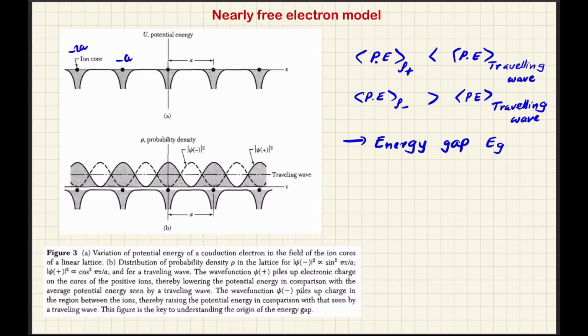Now, if you calculate the average potential energy, the expectation value of the potential energy in the state rho plus, it will be less than the potential energy of a travelling wave. And if you calculate the average potential energy in the state rho minus, it will be greater than the potential energy of a travelling wave, and this creates an energy gap between these two states. So this is basically the origin of energy gaps between the bands.